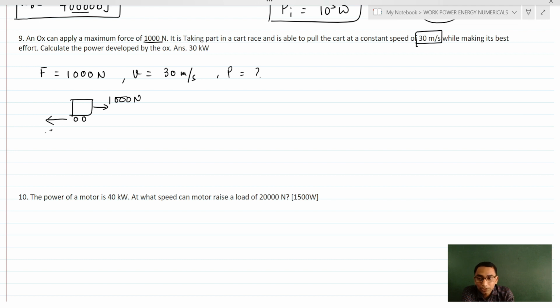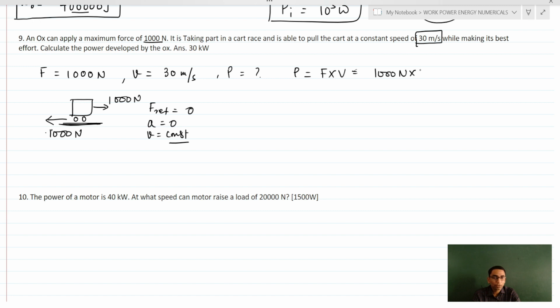It can't be this much friction, but still let us assume that the frictional force is also acting in the same direction. Sorry, in the opposite direction. So the net force acting on the cart is 0, which means the acceleration is 0, which means the speed is constant. This is what might be happening in this situation. Otherwise, I have seen many students who commit the same mistake which I am mentioning over here. Power is force into velocity, so force is given to us as 1000 Newton times velocity 30 meter per second. Without any thinking, they directly write the answer as 30,000 watt, which I don't think is the correct answer.